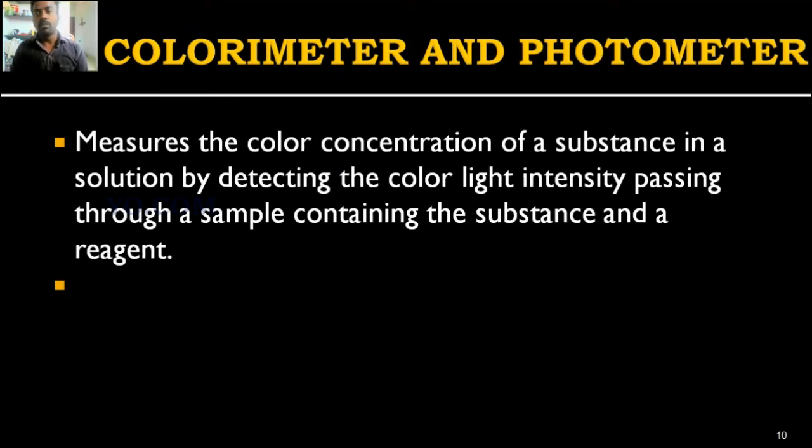Next we are going to see the colorimeter and photometer. So colorimeter, from the name we can say that the meter operates based on color. It measures the color concentration of a substance in a solution by detecting the color light intensity passing through the sample containing the substance and the reagent. So the colorimeter is used to measure the color concentration of the substance in a solution by detecting the color light intensity passing through the sample.